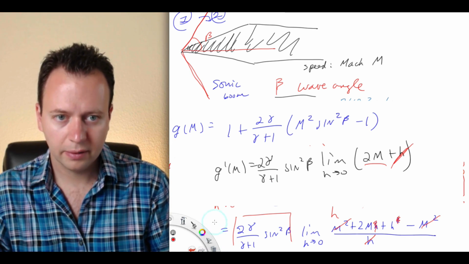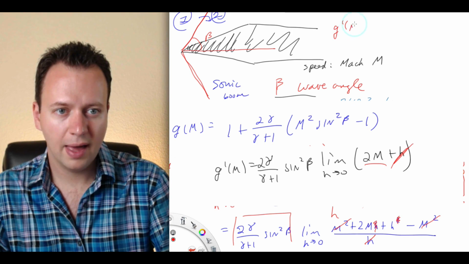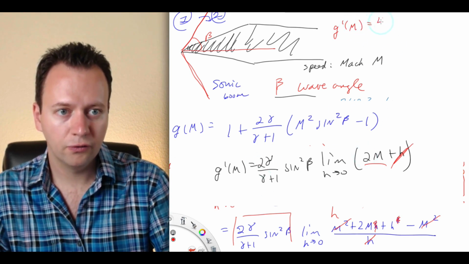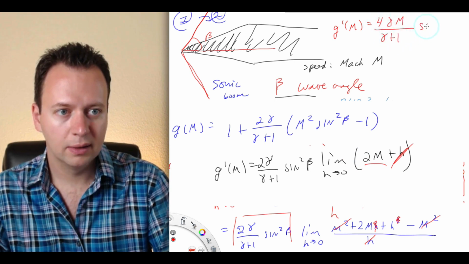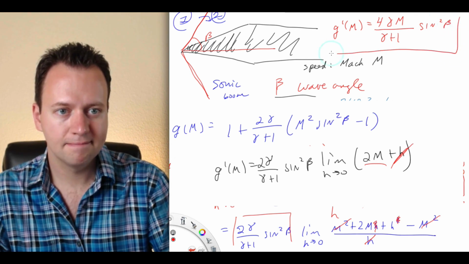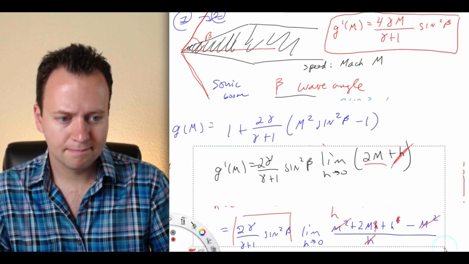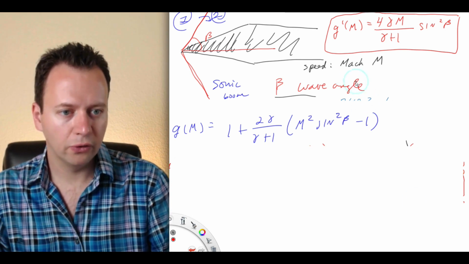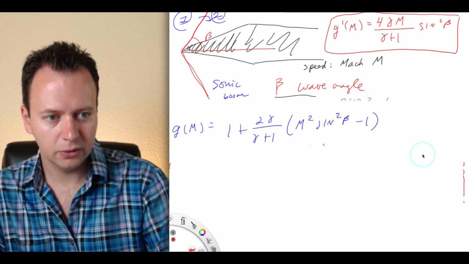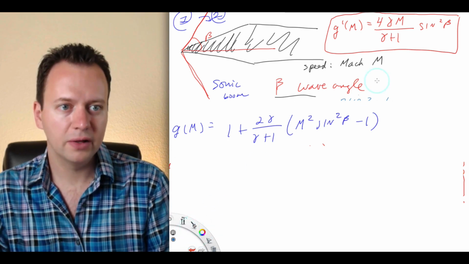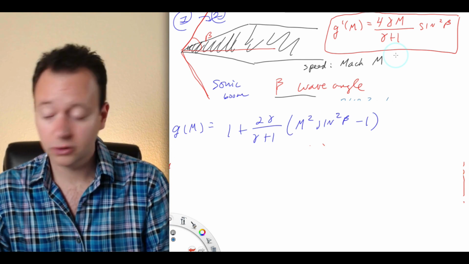I'll write it up here. So g prime of m is just 2 times 2 is 4, 4 gamma m over gamma plus 1 sine squared beta. So that's the derivative, just like that. And when we learn our derivative rules, it will be even easier to compute because we won't need to always rely on the limit definition of the derivative. But for now, you can see how that gave us this derivative.